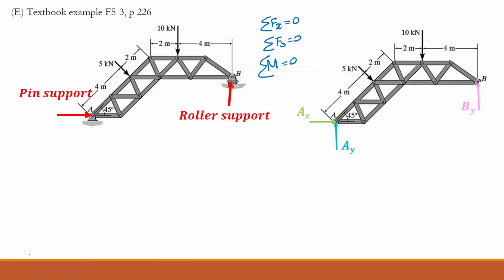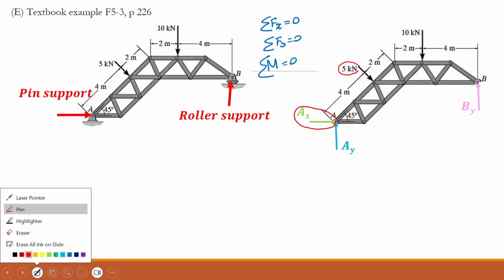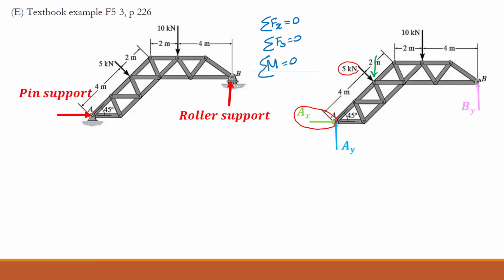To find the x direction forces, what are the x direction forces we have? We have this one. And also this 5 kilonewtons. It is a slanted force. It is not in the x direction or the y direction, but it can be divided into two components like this. Do you agree with that?